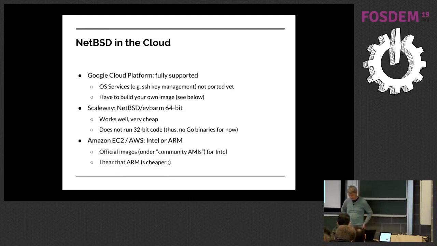And then the last option, Amazon EC2 on AWS. Classic. There are official images prepared by the NetBSD Foundation under the community AMIs list for the Intel-based servers, and some AWS zones now have ARM-based servers. They're quite a bit cheaper to run than the Intel ones. And again, you can run NetBSD EVB ARM 64-bit on it, and it works just fine if you use current.